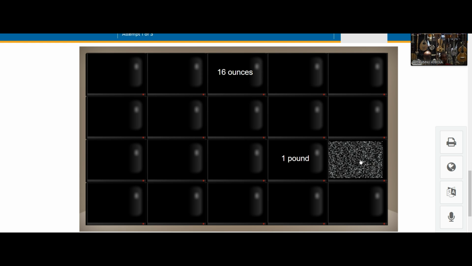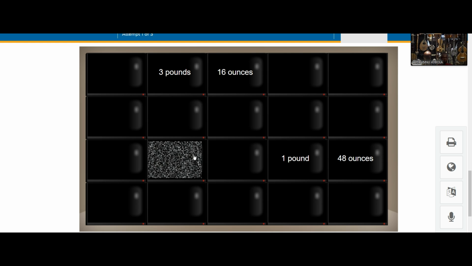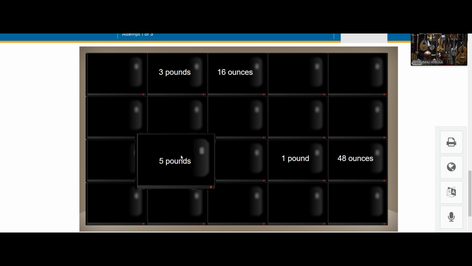3 pounds. Beside it is 16 ounces, and 16 ounces is 1 pound. So which should be this one? Are you hearing me? Yes. Let's check what is maybe here. This is 48 ounces, and 48 ounces should be the same as 3 pounds. That is 48 divided by 16.